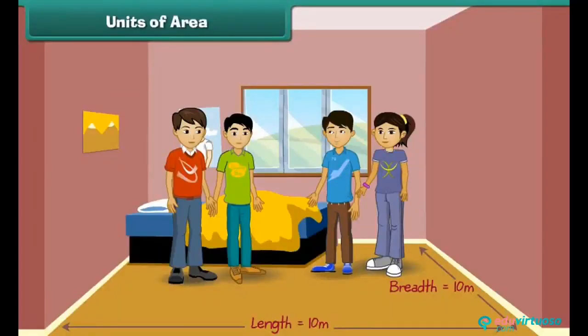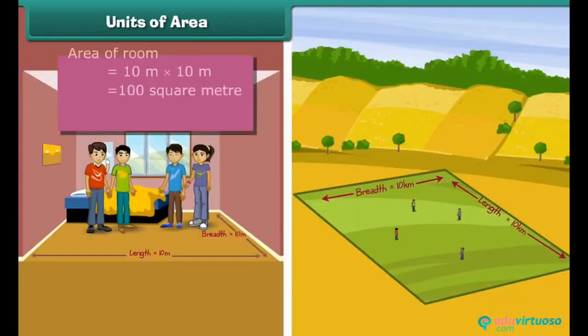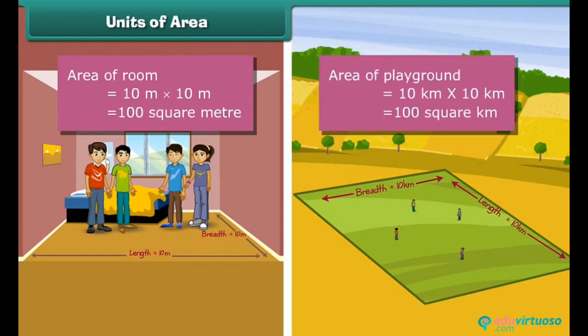How many children can stand in a square room of side 10 meters? And how many children can stand in this square playground of side 10 kilometers? It is clear that more children can be adjusted comfortably in the playground. The area of the room is equal to 100 square meters, while the area of the playground is equal to 100 square kilometers. Thus, square kilometer is a bigger unit for measuring the area of figures than square meter.